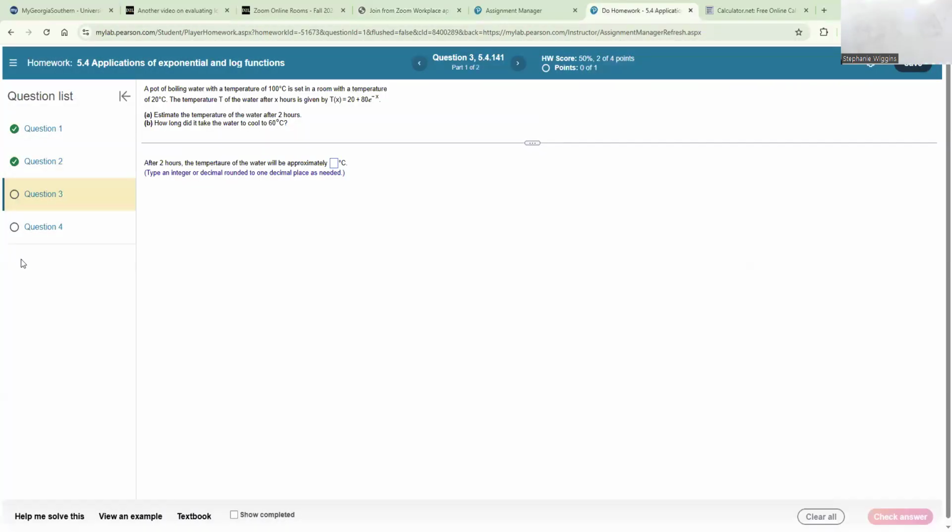Okay, and then question 3. Now we have 2 parts. In the first part, it says estimate the temperature of the water after 2 hours. And here's the formula. T of x, which is the temperature, is 20 plus 80 times e to the minus x, and x is the number of hours that a pot of boiling water has been sitting in a room of a different temperature. So basically we're just going to plug in 2, and let's see what we get when we do that.